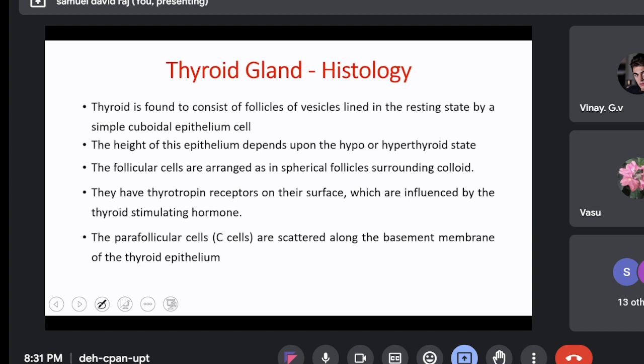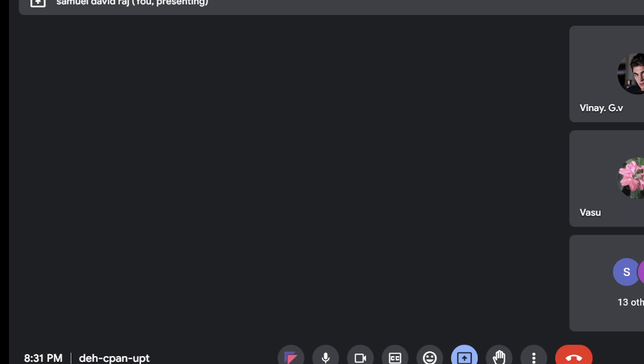Coming to the histology of the thyroid gland. The thyroid gland is found to be made up of, excuse me, someone has gone. So the thyroid gland is said to be made up of a number of structures called follicles.